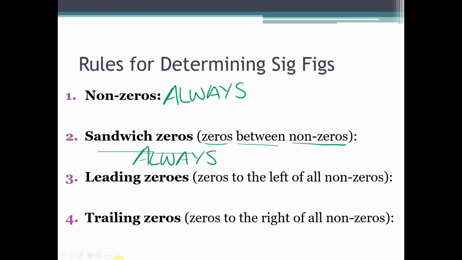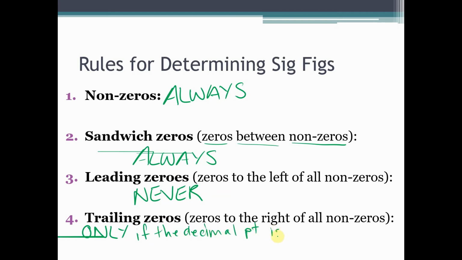Your leading zeros, which are to the left of all of the non-zeros out front of the number, those are never significant. And your trailing zeros, those are the ones out to the right of all the non-zeros, those are the only ones that are a little iffy. They can change depending on your number. So these will only be significant if the decimal point is present.